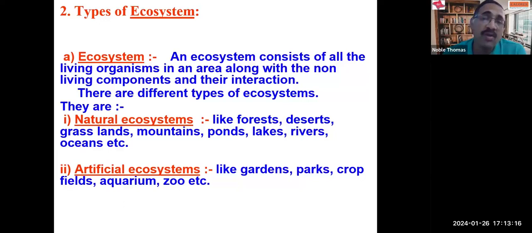Similarly, we need to keep on cleaning the aquarium. Why? Because we have to do the work of decomposers, whereas a natural pond does not require any cleaning. So whatever component we separate out, we will have to do the work.